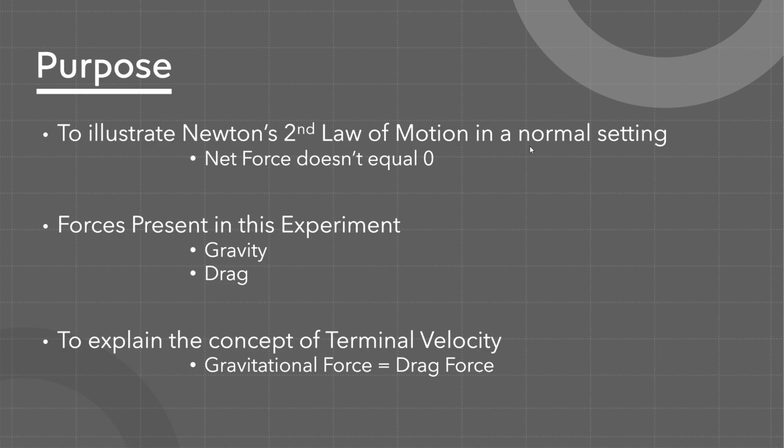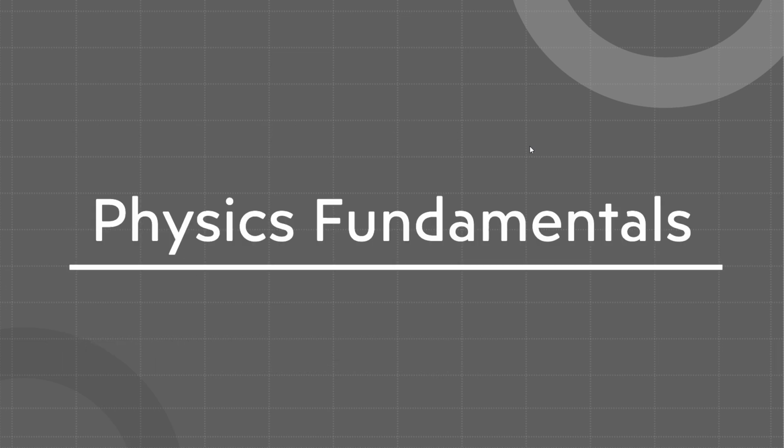It's time to begin with the introduction to the experiment. The purpose of this experiment is to show Newton's second law of motion by observing a system in a normal setting, meaning the net force is non-zero. The forces present in this experiment are gravity and drag. Terminal velocity will also be briefly discussed, and it is reached simply when the force of gravity is equal to the force of drag. Now that we know the basis of our experiment, let's get into the physics laws and forces that are at play here.